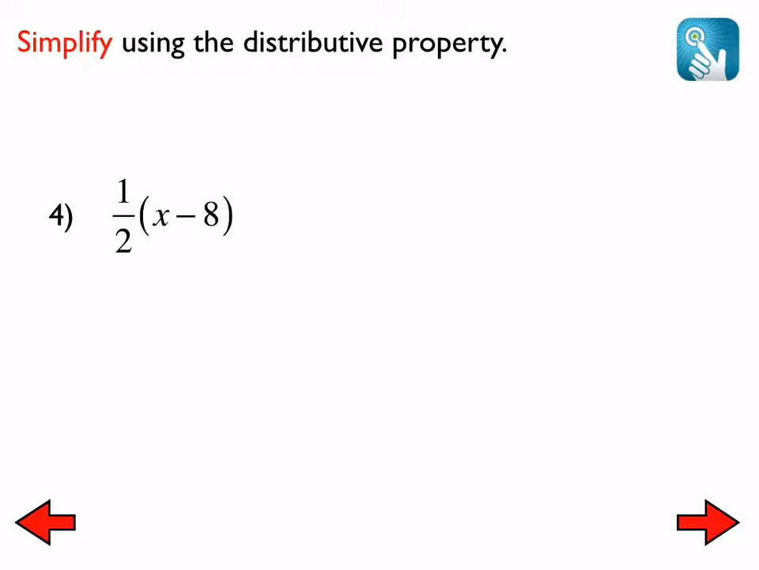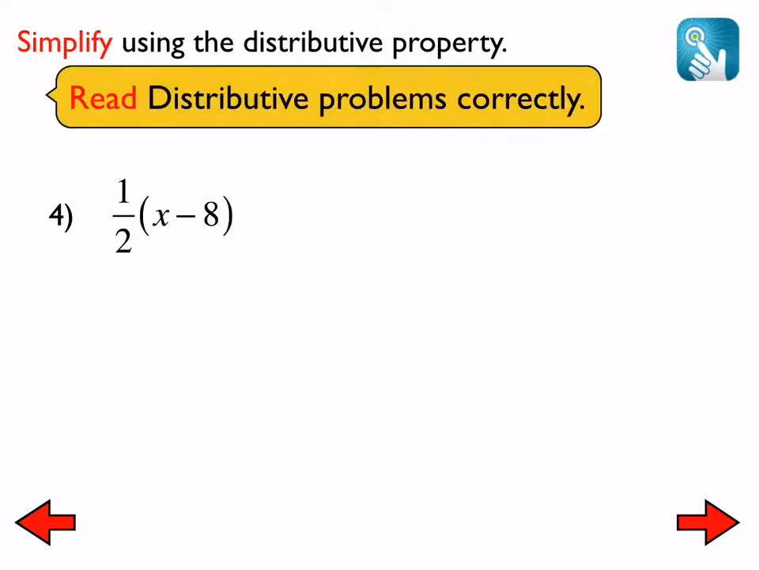It's no different. Utilize the distributive property, so we would multiply 1/2 times x and then also 1/2 times 8. And we end up with 1/2 x minus 4. Shouldn't be a big issue. Everybody now go ahead and do number 5 and 6 and 7.